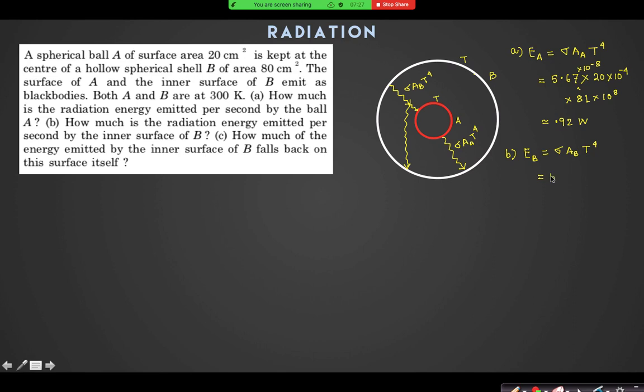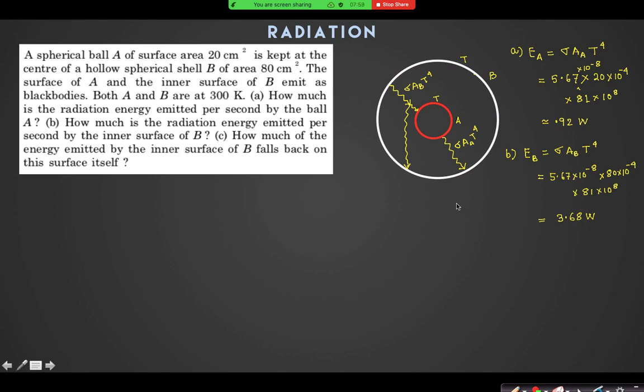So sigma is 5.67 into 10 power minus 8, into the area of the inner surface B, which is 80 into 10 power minus 4, multiplied by 81 into 10 power 8. Same thing as this one, but this was multiplied with 2 and it is 4. So 4 times of this will be your answer. 3.68 watt approximately will be the answer to this question B.